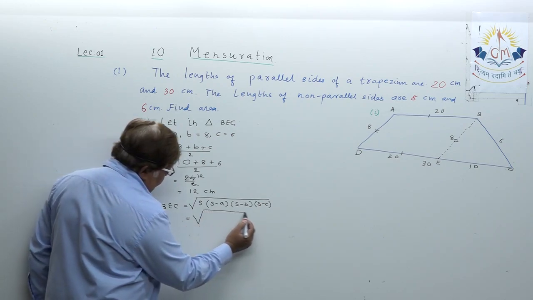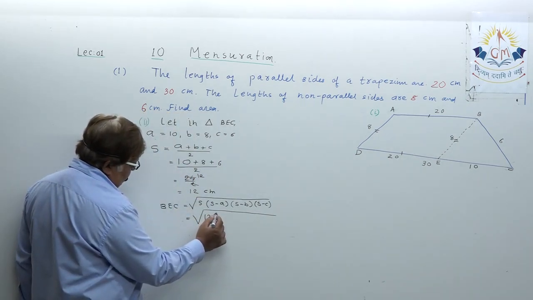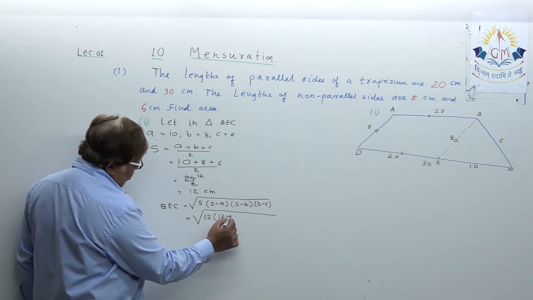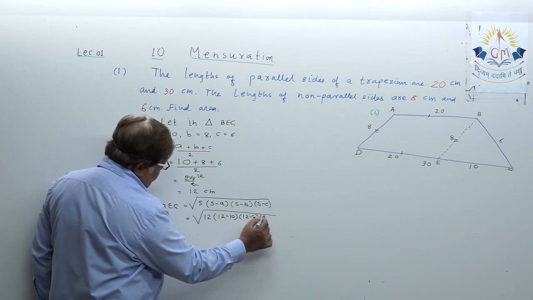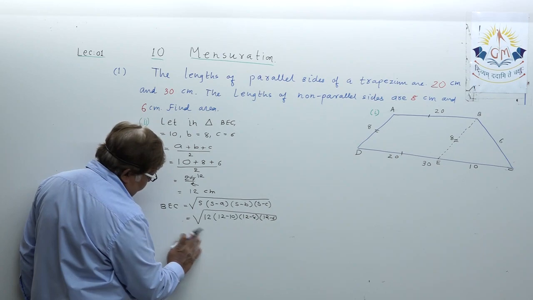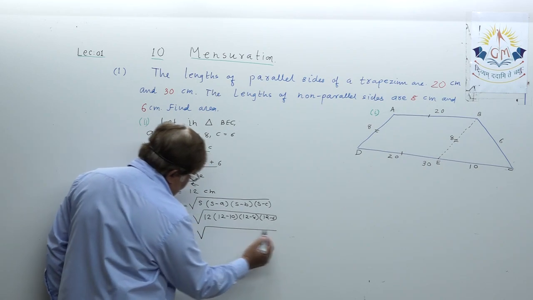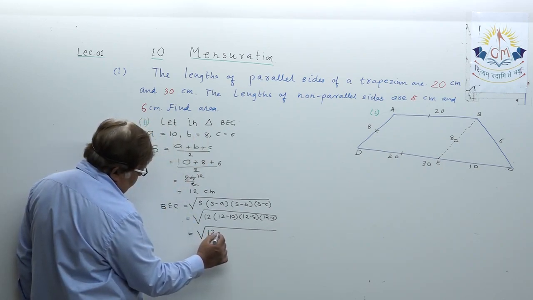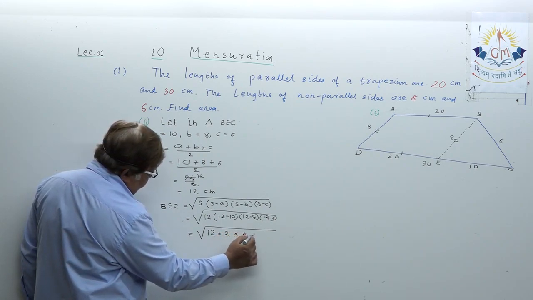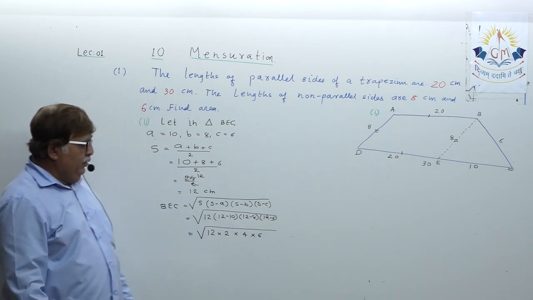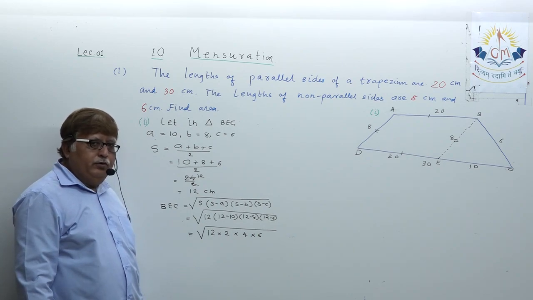Okay, now substitute the values: 12 minus 10, 12 minus 8, 12 minus 6. 12 minus 10 is 2, 12 minus 8 is 4, 12 minus 6 is 6. You may be ahead of me, understand, because you were given time to solve this.